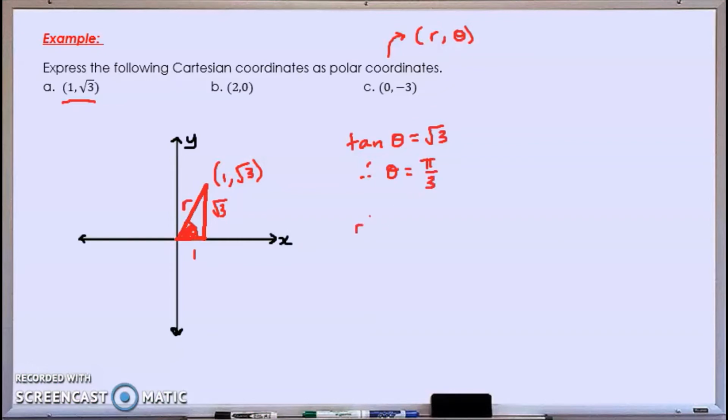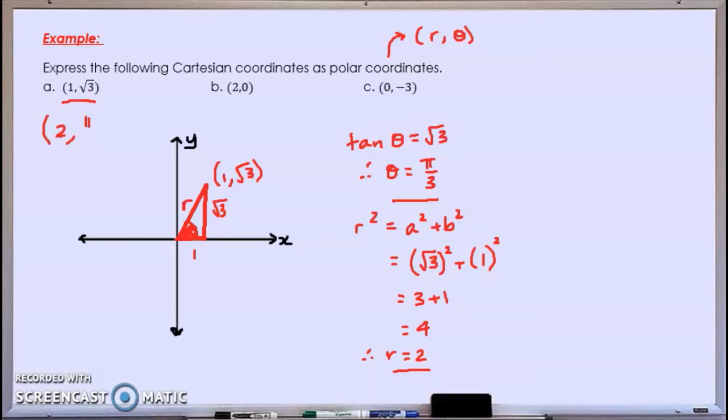As for r, remember Pythagoras tells us r squared equals a squared plus b squared. In this case, we'll set a as root 3, so it's root 3 squared plus b squared, where b is 1 squared, which is 3 plus 1 equals 4. So therefore, r equals 2. If r equals 2 and theta equals pi on 3, then 1 and root 3 could be expressed as 2 and pi on 3 in polar coordinates.